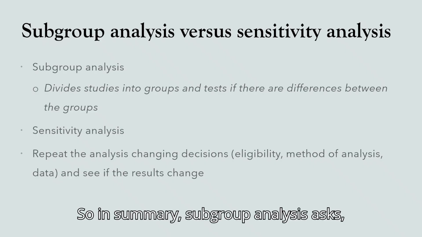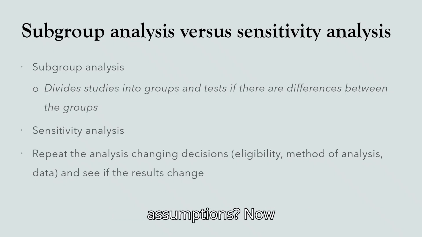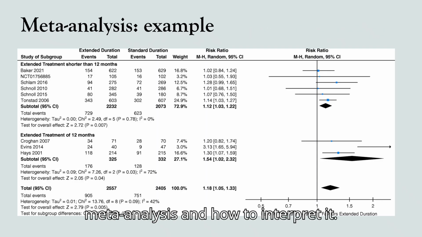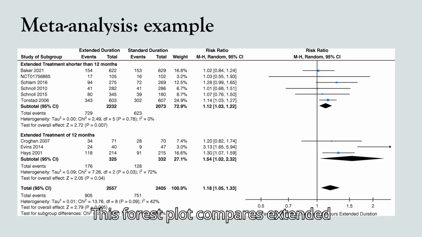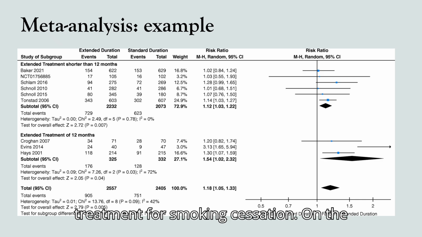So in summary, subgroup analysis asks, do effects differ across groups? Sensitivity analysis asks, are the results stable under different assumptions? Now let's see a real-life example of meta-analysis and how to interpret it. This forest plot compares extended duration treatment with standard duration treatment for smoking cessation.